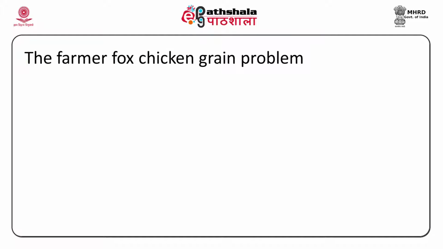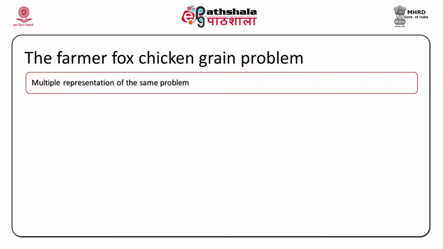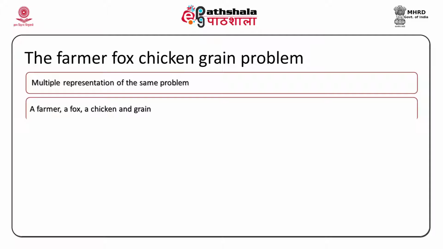Okay. The rest is simple. We'll look at the other problem called the farmer, fox, chicken, grain problem. And precisely what we are trying to address here is called multiple representation of the same problem. How can you represent the same problem in multiple ways, and what are the advantages of one type of representation over the other? Okay. Now let us try to understand what the problem is.